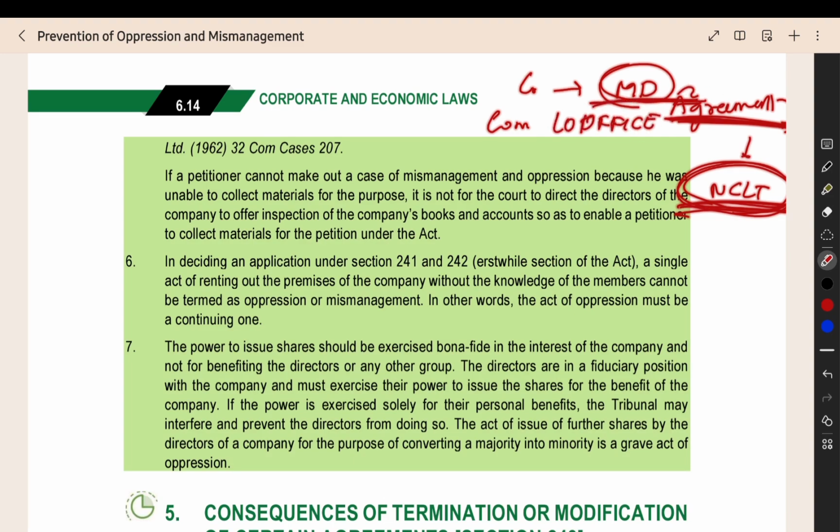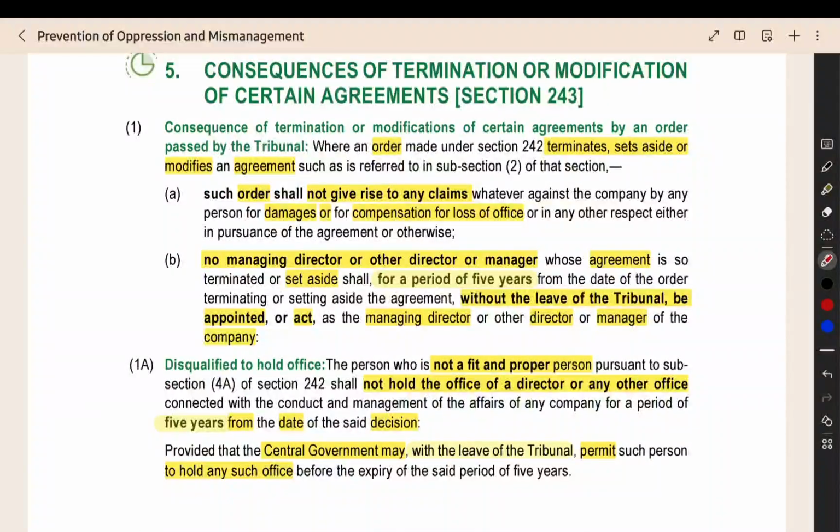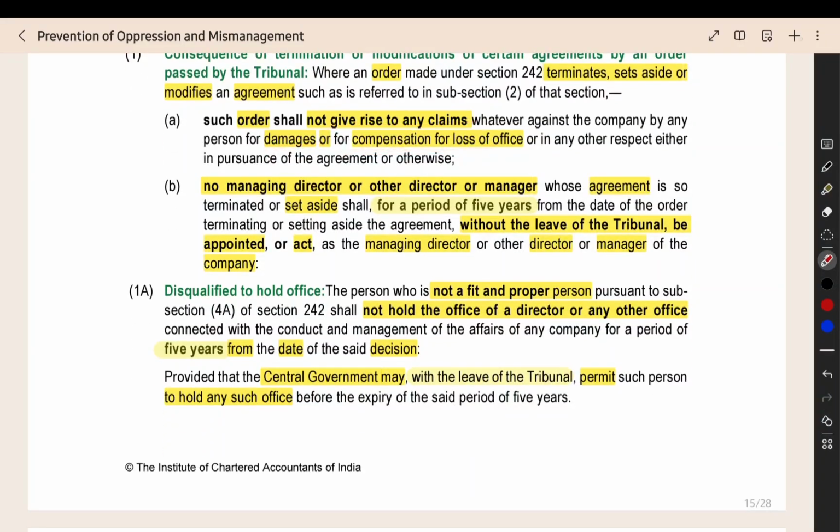So normally when the director is removed and they have an agreement, they will get compensation for loss of office as per their agreement. But when the tribunal is removing such a person, then they will not get compensation. No rights to any claim for damages or compensation for loss of office.